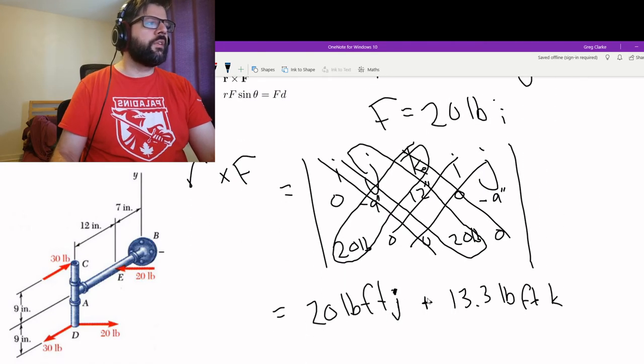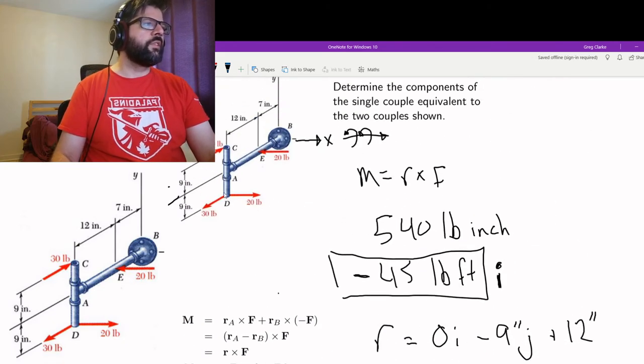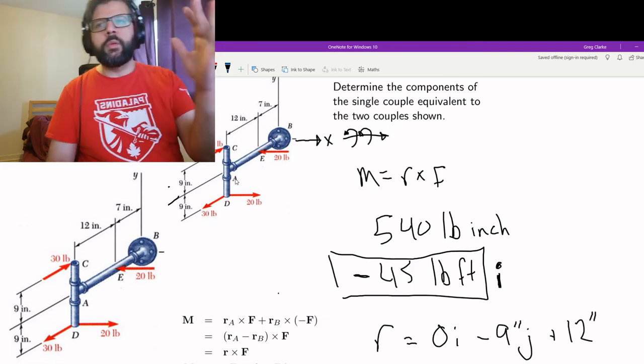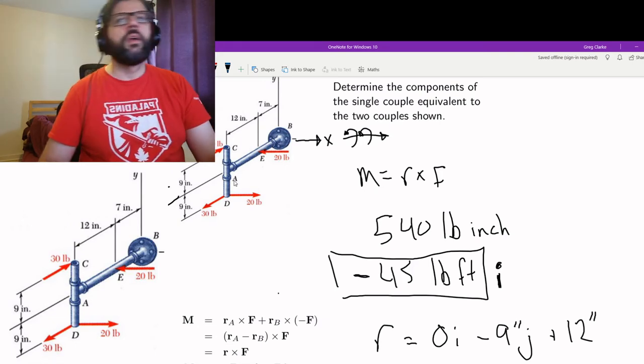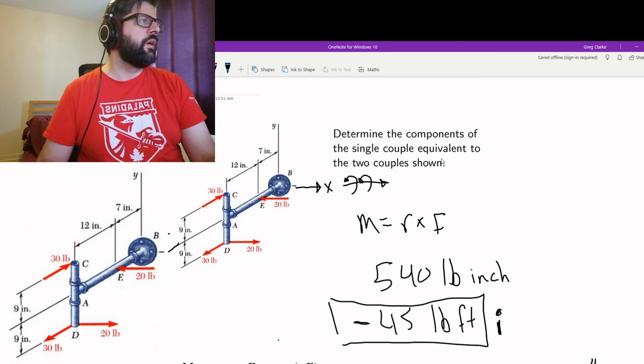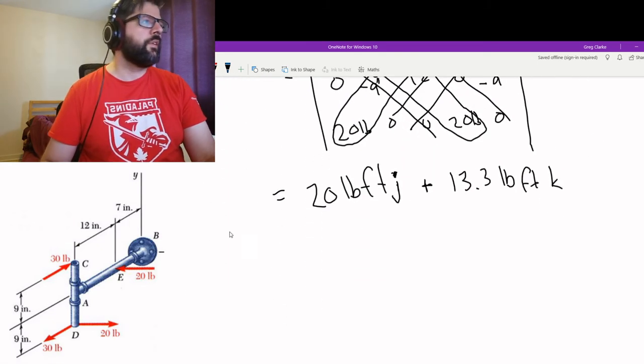So we've basically figured out what the equivalent moments are caused by these two things, keeping in mind that moment couples are free vectors. They can move around on the body in question freely, and they'll still cause the same amount. So we can have a single couple that would have moments equivalent to these two couples shown, just by adding these two things together.